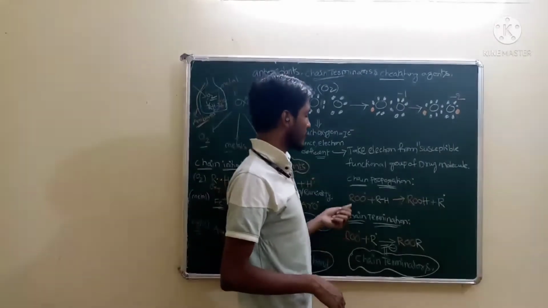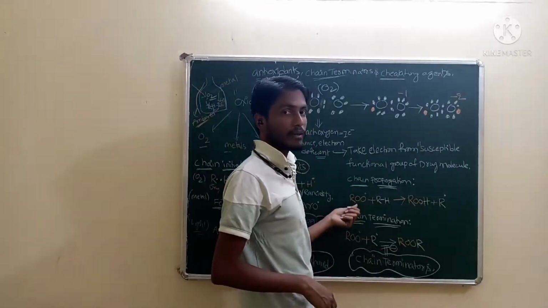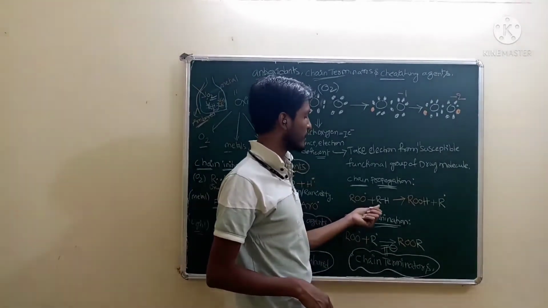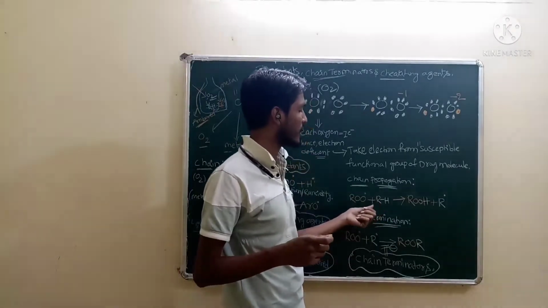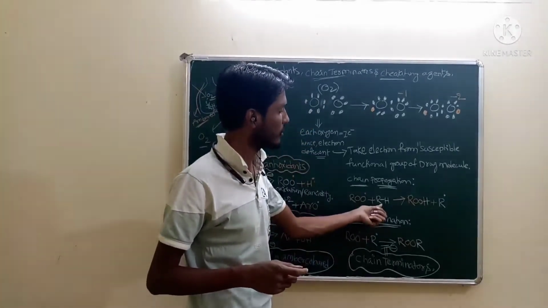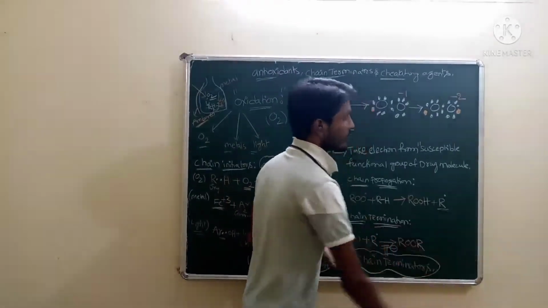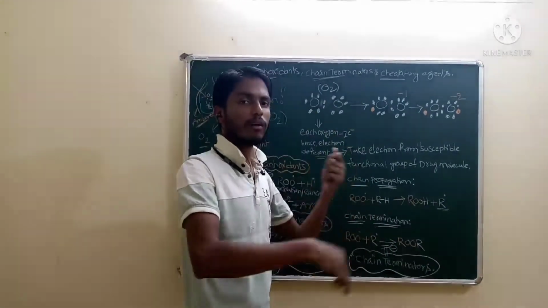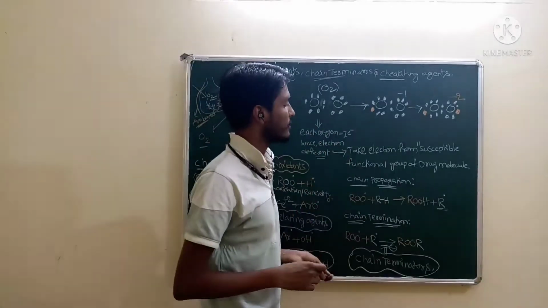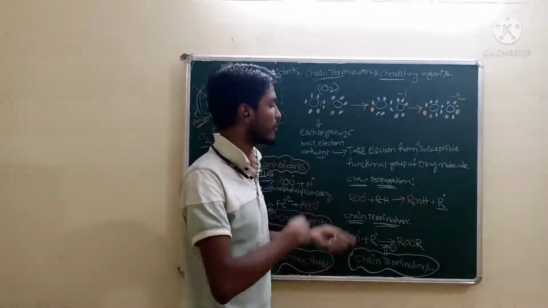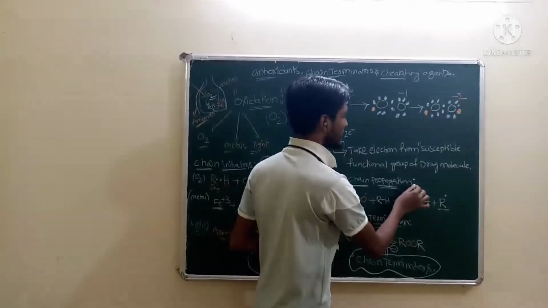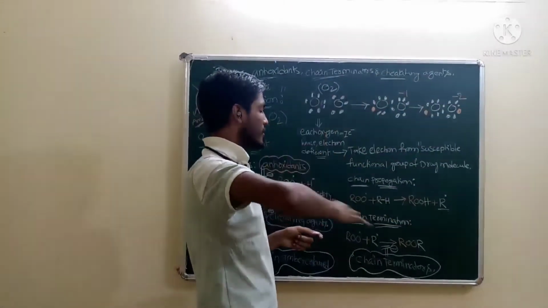Next, chain propagation. Chain propagation means the already formed peroxide anion takes an electron from another drug molecule, leading to the formation of another free radical. There is always a formation of drug free radicals in chain propagation. Chain propagation means the chain is always going.